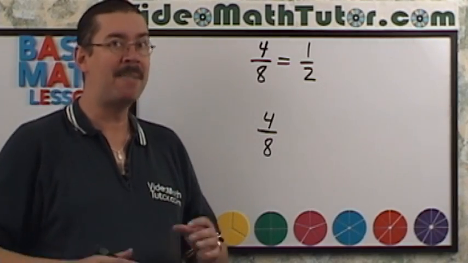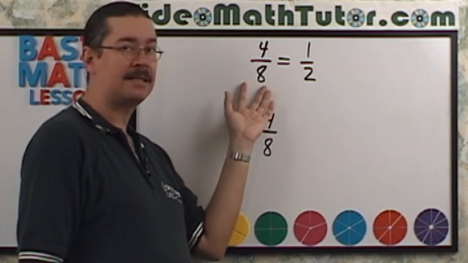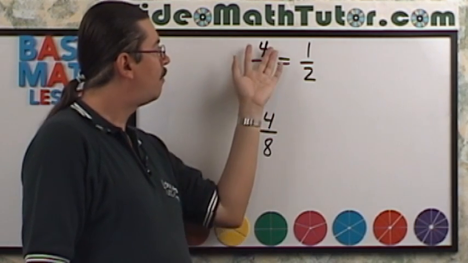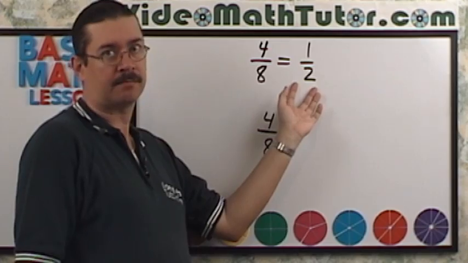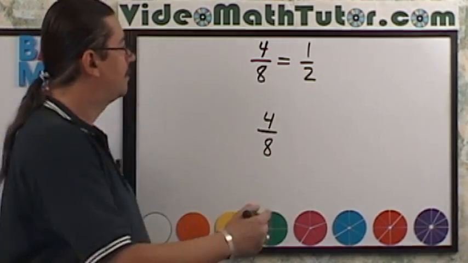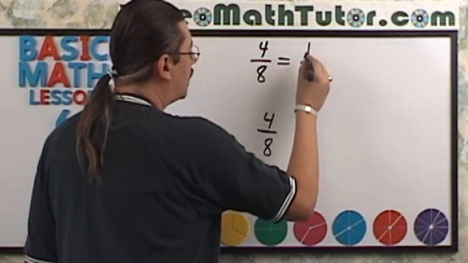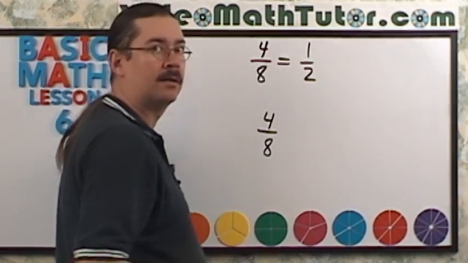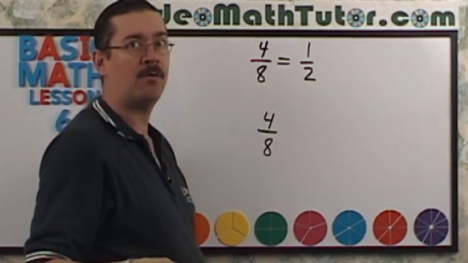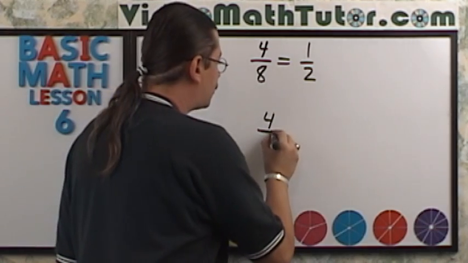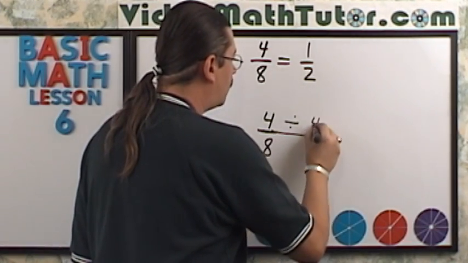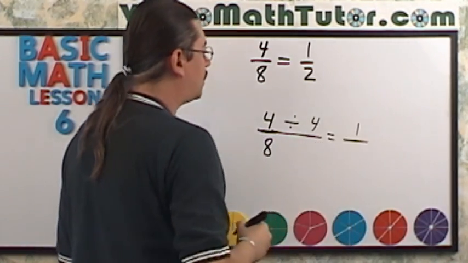Now I want to find a method that would automatically and systematically reduce 4/8 into its reduced form, 1/2. Well, looking at the 4 and I wanted to get a 1, what can I do to 4 to get 1? Oh, I can divide by 4. 4 divided by 4 is 1. Oh, okay, so let's try that. I'm going to divide this by 4. Yeah, the answer is 1.